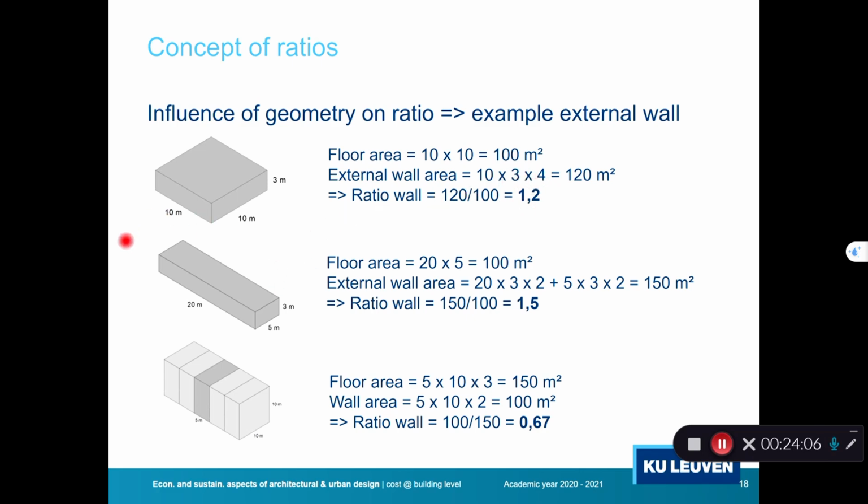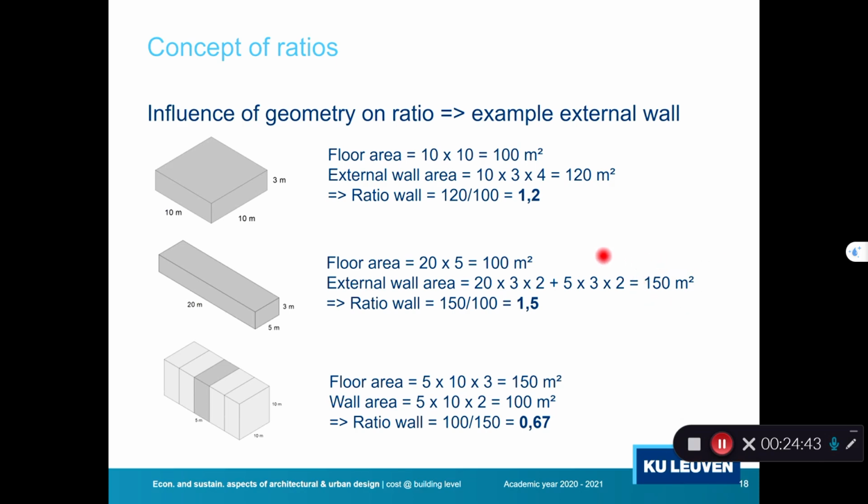If I look at my second building, I have a floor plan of 20 by 5 meters, 100 square meters. So it's the same floor area as the first building. My external walls are again 4 facades. My front facade is 20 meters by 3 meters, so 60 square meters, and my back facade as well, so 2 times 60 square meters. My side facade is 5 by 3, 15, and the other side as well 15. So my total amount of external wall is 150 square meters.